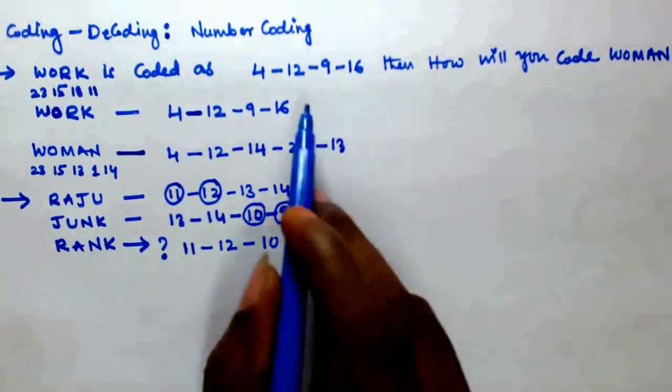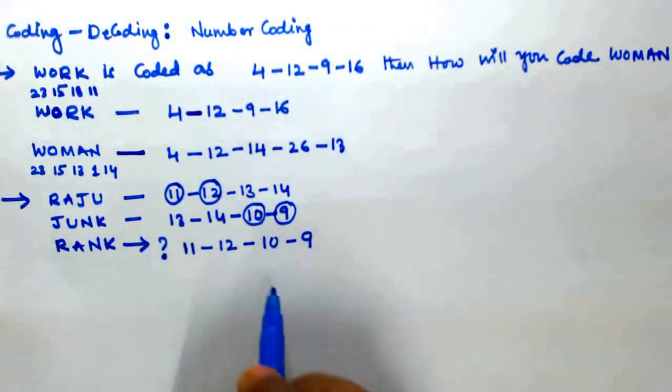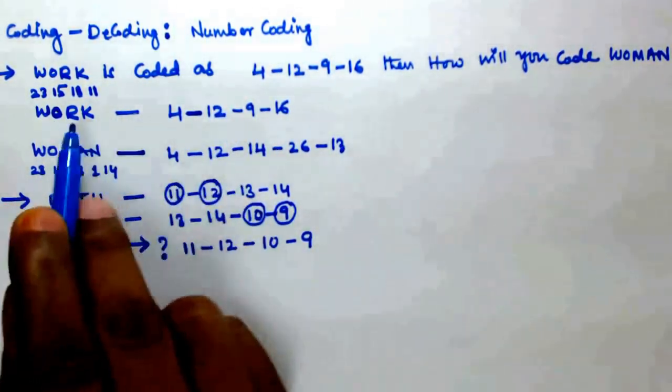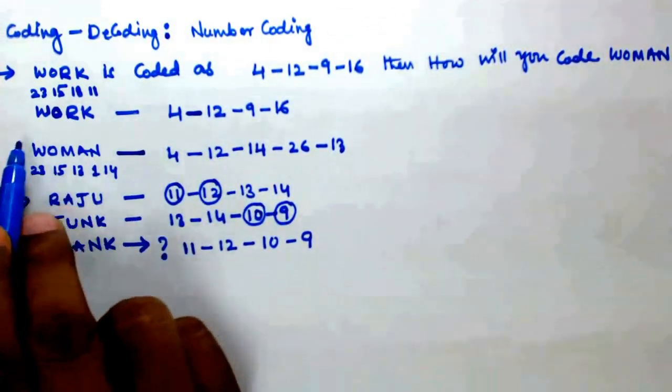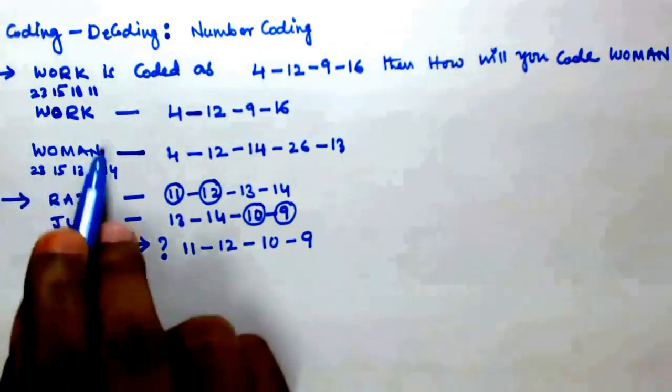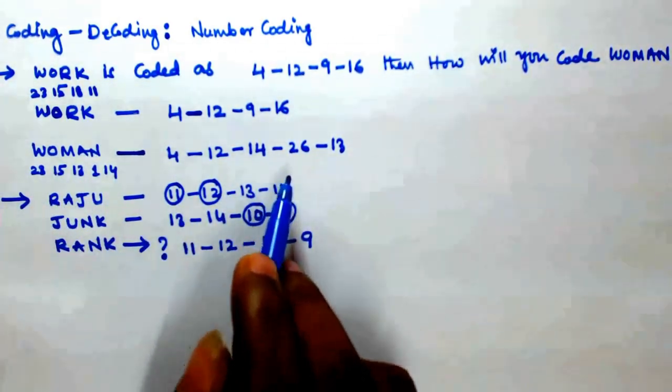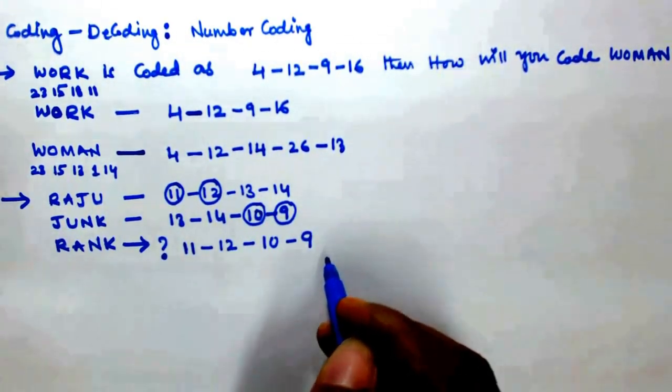Whenever you find this number coding, you need to observe the pattern in which the words are coded. Based on that, you have to code the given word in a number format. I hope you got this one.